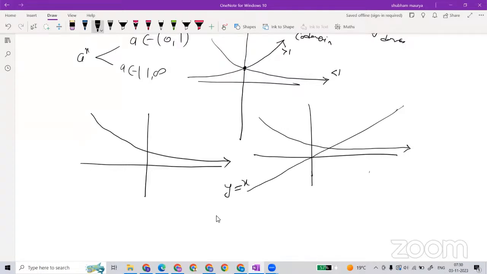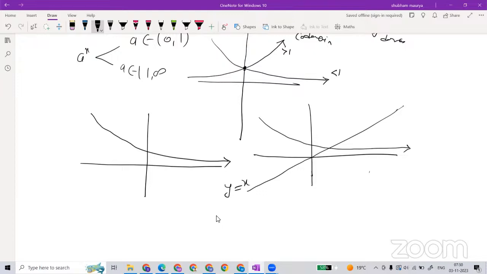Y is equal to x. So see how it could be. The first thing we have to note here is that this portion is lying on the positive side of the y-axis. So if it is lying on the positive side, then on which side will the inverse lie? Negative, sir. Hmm? It has to be in the opposite, negative, sir.